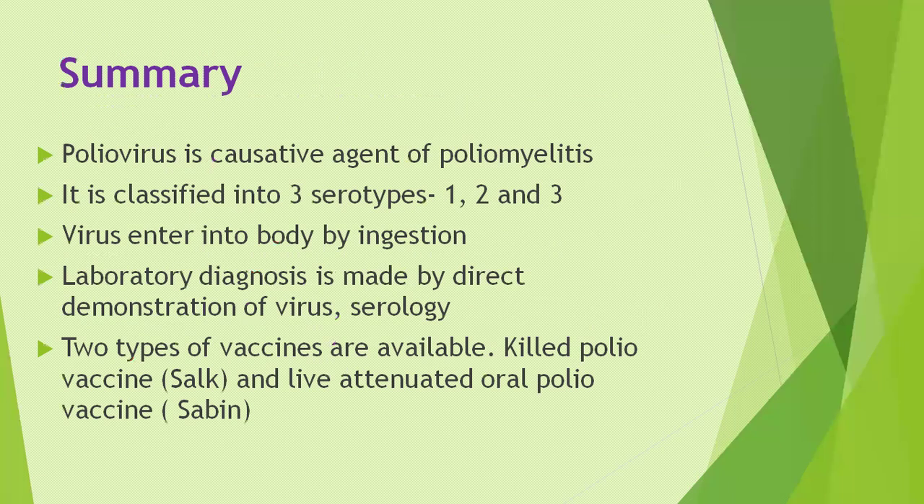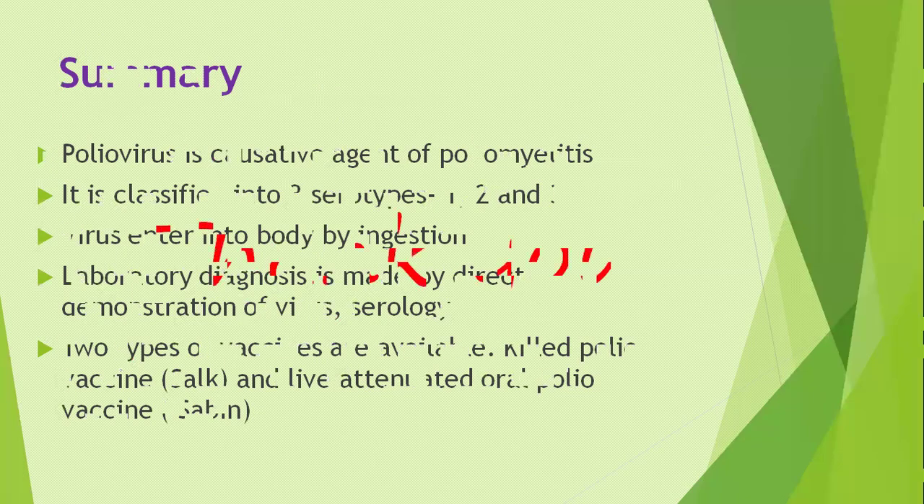This is the end of the session. Poliovirus is the causative agent of poliomyelitis. It is classified into 3 serotypes: serotype 1, 2, and 3. The virus enters by ingestion of contaminated food and water, by inhalation through respiratory droplets, and rarely through the conjunctiva. Laboratory diagnosis is done by direct demonstration of the virus and by serology, in which we detect specific antibodies. Two types of vaccines are available to prevent poliomyelitis: one is the killed polio vaccine, that is Salk IPV, and the second is the live attenuated oral polio vaccine, that is Sabin's OPV. Thank you.